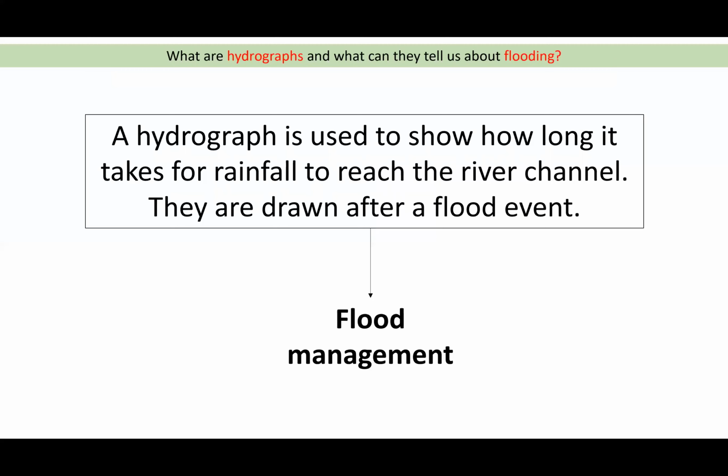They might also be called a storm hydrograph or a flood hydrograph, but they mean the same thing in this instance. So we're talking about hydrographs, but you might read it as a storm or flood hydrograph.